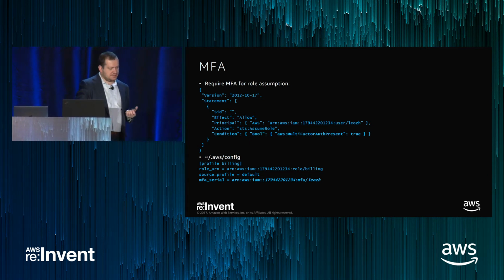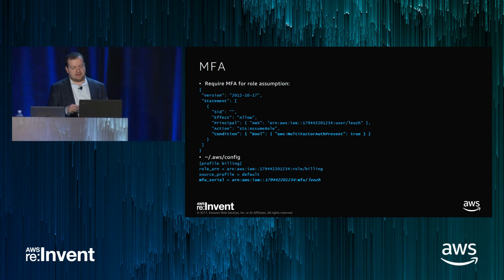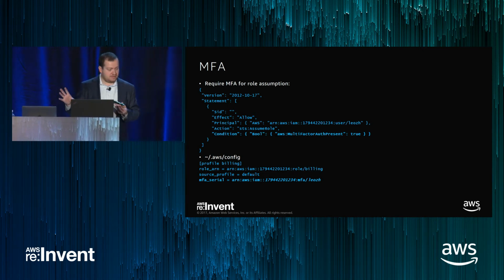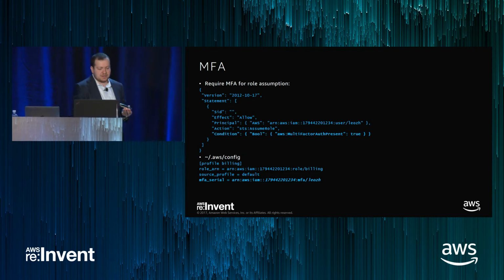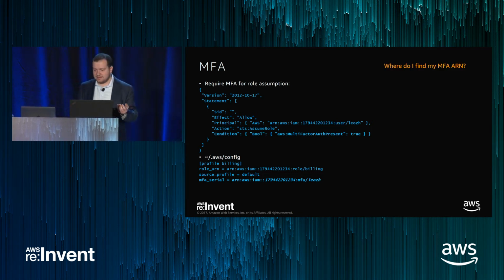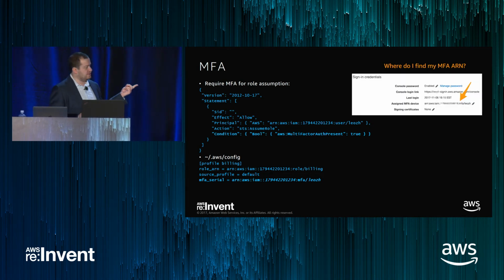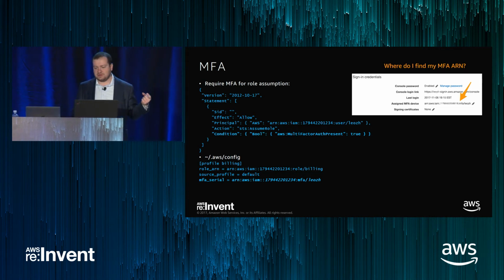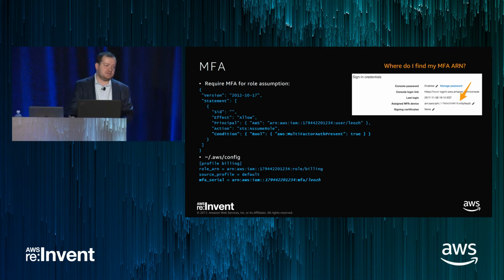Let's say I'm assuming a billing role here. In my config file, I've defined the role that I'm actually assuming, the source profile, and the only thing I've added now is the serial number of my MFA. How do I get that? First you create yourself an MFA, you sync it with your device, you activate it. Then if you're in your web console, you go to your IAM user, and you'll see the assigned MFA device. You copy and paste the ARN out of there into your config file.